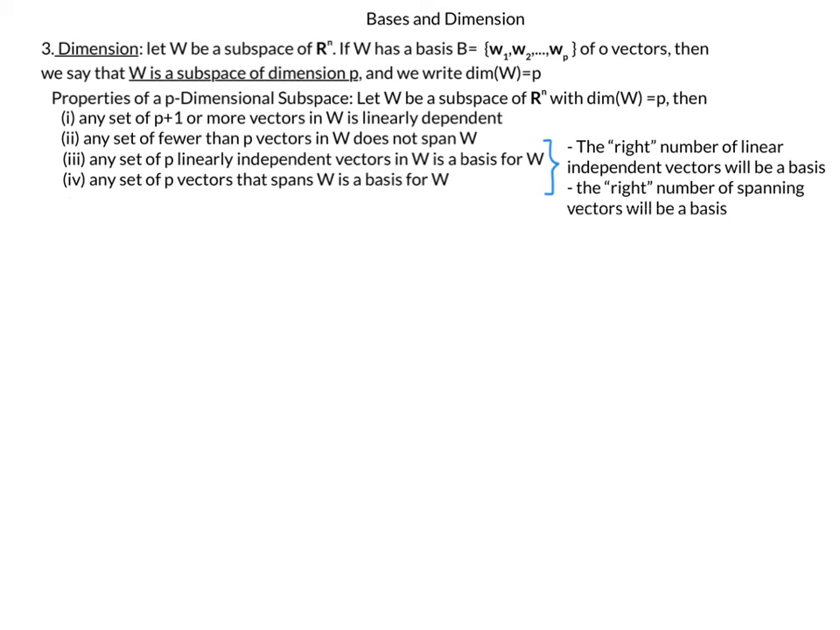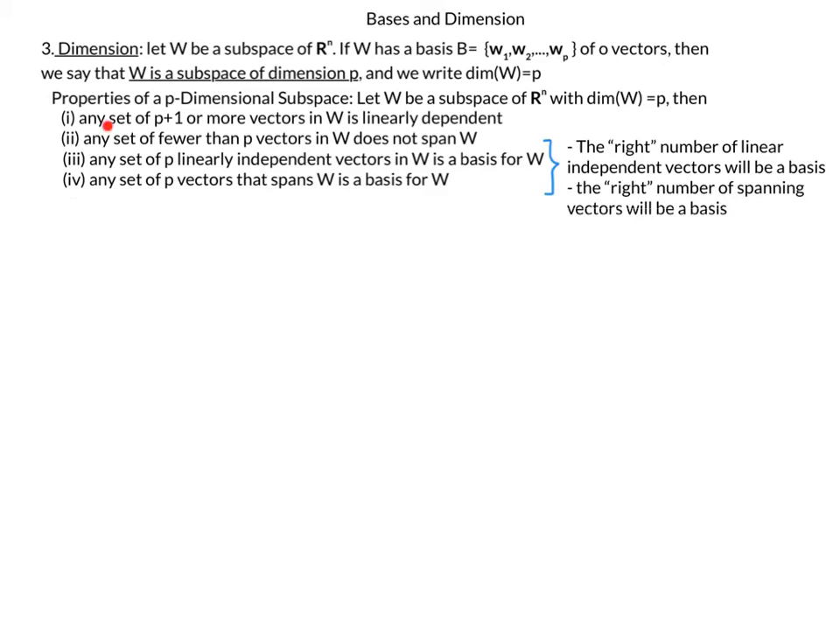And we have this nice property for a p-dimensional subspace. Let W be a subspace of Rn with a dimension equal to p, then 1, any set of p plus 1 or more vectors in W is linearly dependent. And if you think of a basis as the minimum spanning set, then it shouldn't surprise you that when you add one more vector, you're going to get something that's linearly dependent.